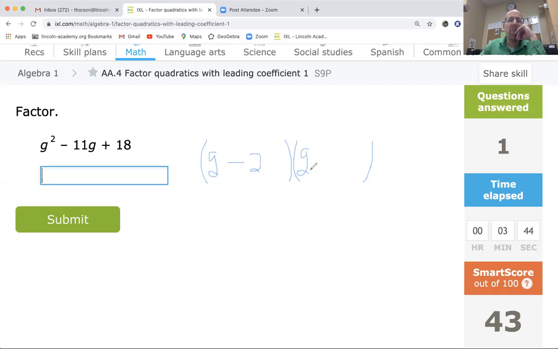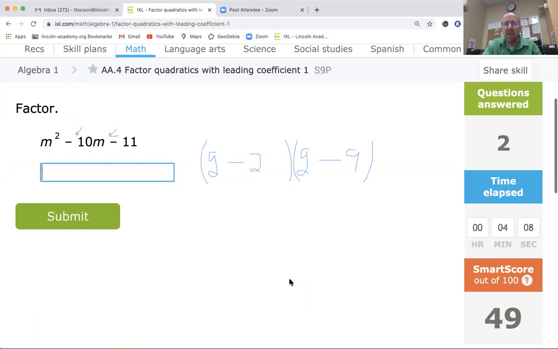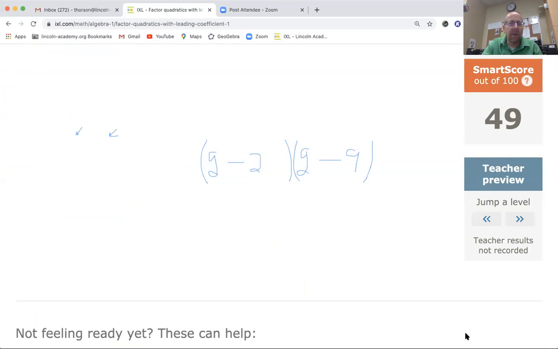Very good. Both would be negative, because then the negative 2 and the negative 9 multiplied gives you that positive 18, and added together gives you the negative 11. Very good. So again, I just come over here, parentheses g minus 2, g minus 9, and hit submit. And we did it. Great. We're up to 49.